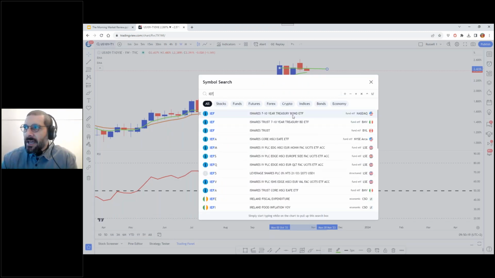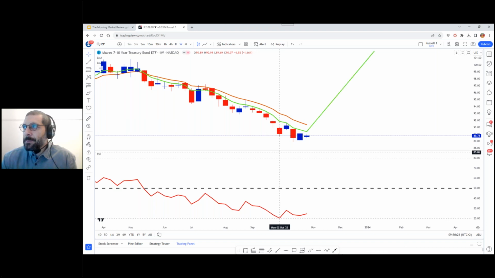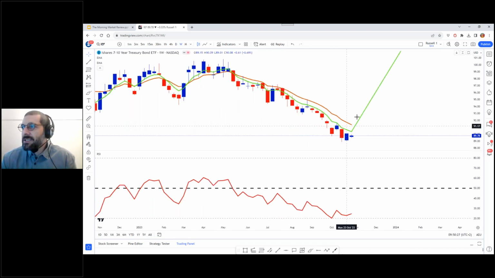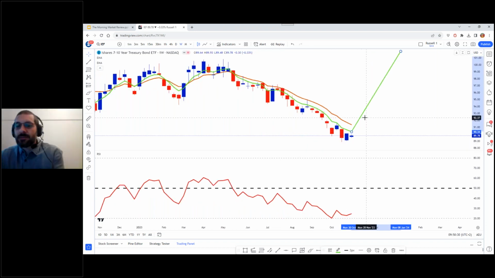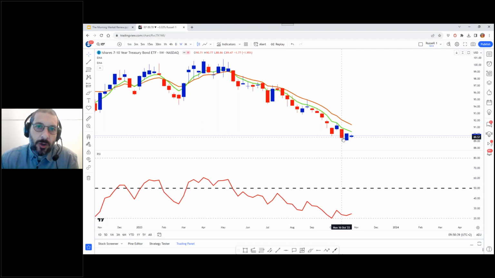Okay, well, it's just a treasury bond ETF for the 7 to 10 year. Let's just bring that up. And what we're basically looking for here is some sort of support. We don't quite have the bullishness reflected in the trend following indicators.